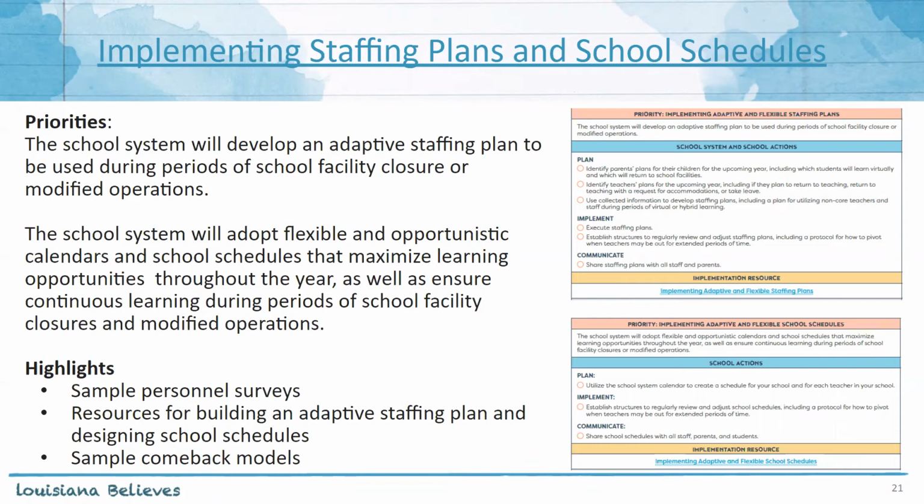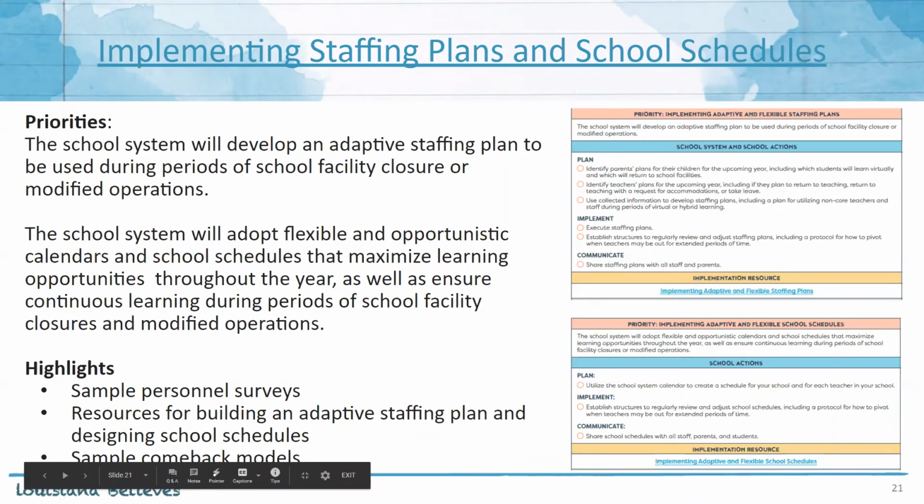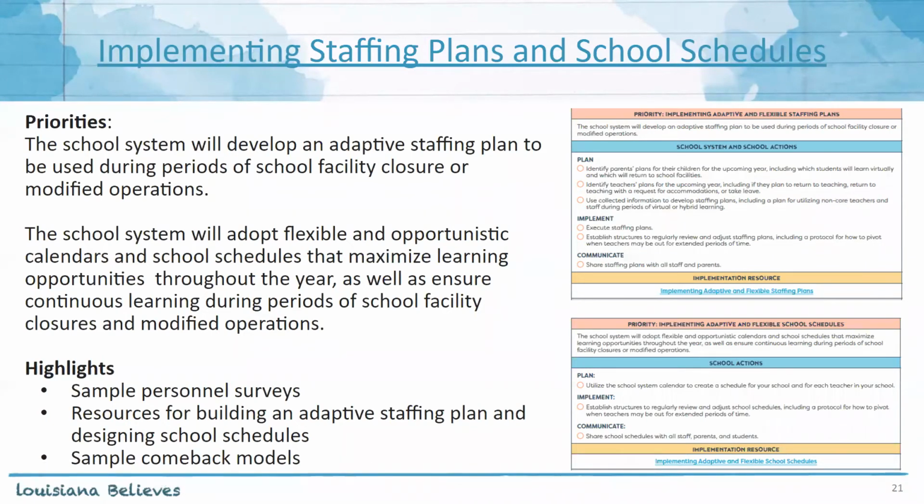So when you access the implementing adaptive and flexible school staffing plan or school schedule link, you'll be provided sample personnel surveys. Principals, this is something you can administer to your teachers to find out their plans for coming back to school, what needs they have. There's also resources for how to build the adaptive staffing plan and design a school schedule. And then you'll also see models for elementary, middle, and high school for what it looks like to come back to school in different ways. So whether it's A-Day, B-Day, all virtual, some sort of hybrid model, there's links to several of those, including videos of how to do that.